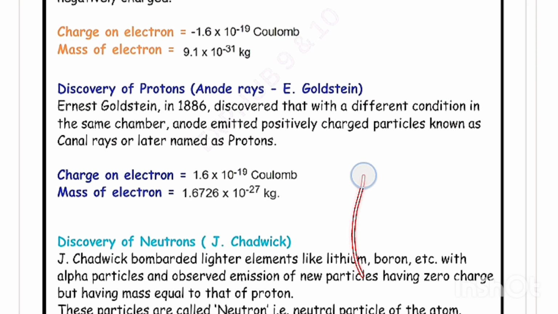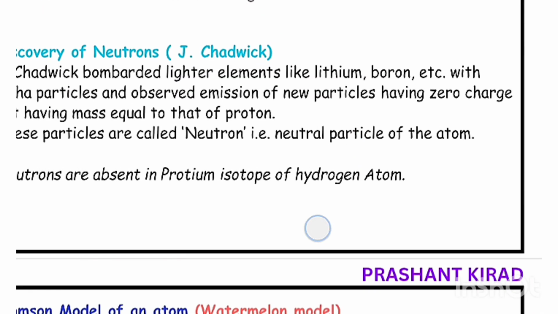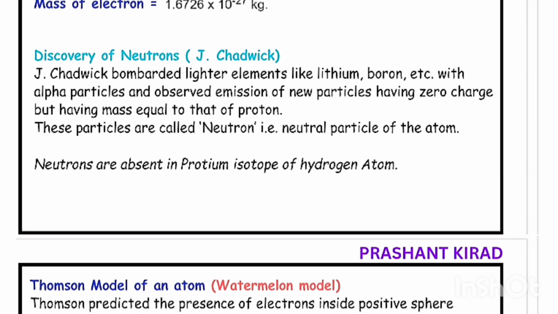Now coming to the discovery of neutrons. James Chadwick is the person behind the discovery of neutrons. He also did some experiments and found the presence of neutrons. So a neutron has zero charge, not positive, not negative, so it has zero charge.